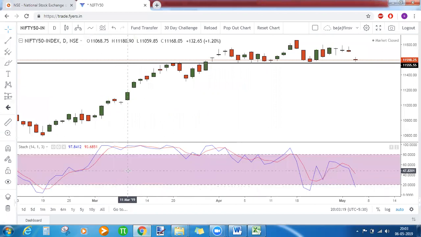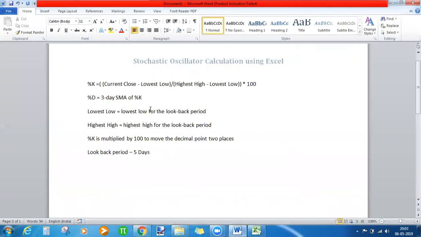In stochastics, you can trade based on divergences. You can trade based on crossovers and cross-unders. That means when percentile K is crossing under percentile D, that's a sell indication. And when it is crossing over like this, that is a buy indication. So you have the concept and you have the formula. Now let's go and check the Excel sheet.